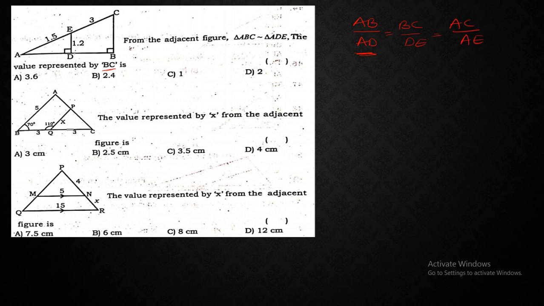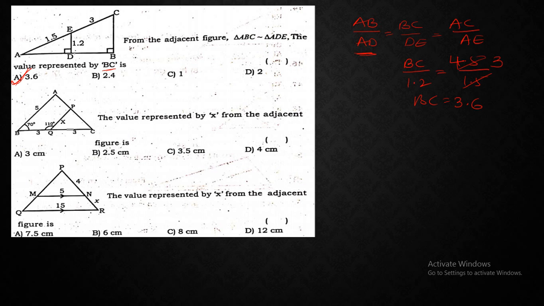Then from this I am going to get BC by DE value, 1.2, is equal to AC by AE. AC is 4.5, right, by 1.5. So 15 3s are 45. So from this BC is equal to 3.6. So directly I am going to get 3.6, right?